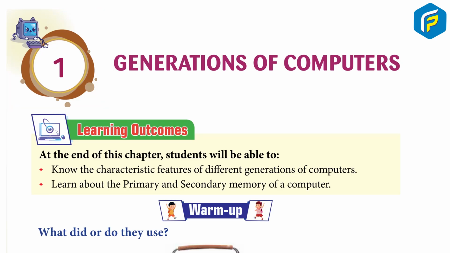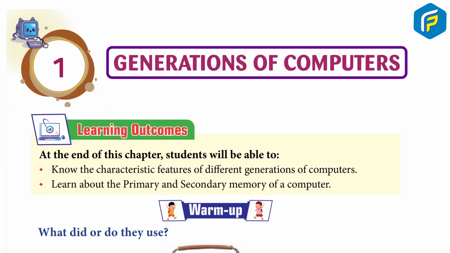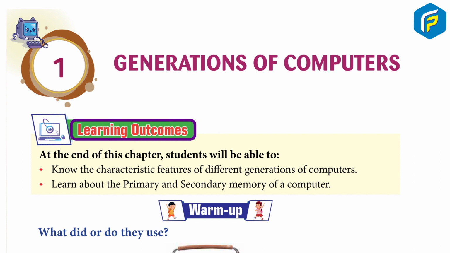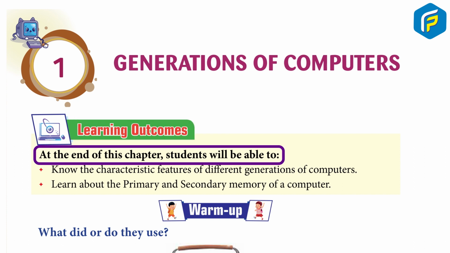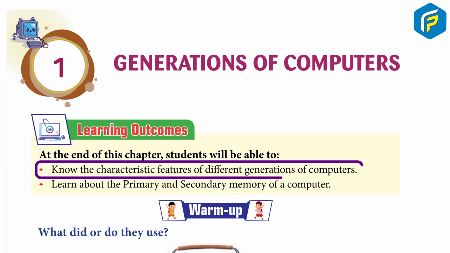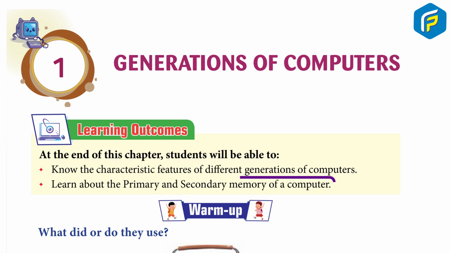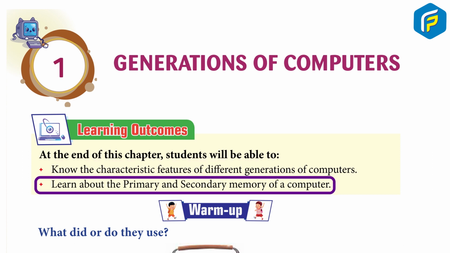Chapter 1: Generations of Computers. Learning Outcomes. At the end of this chapter, students will be able to know the characteristics and features of different generations of computer. Learn about the primary and secondary memory of a computer.